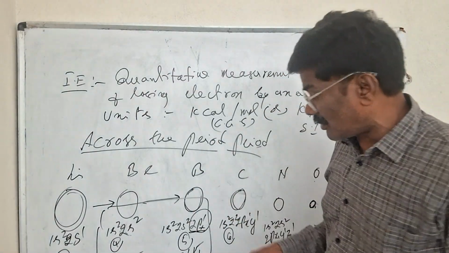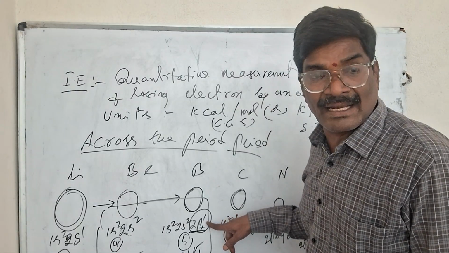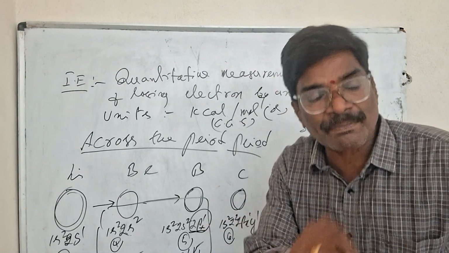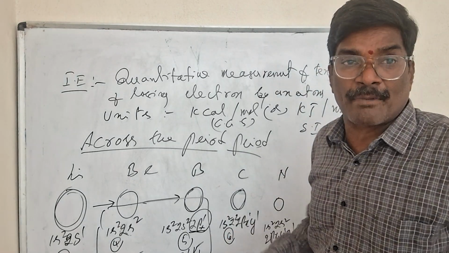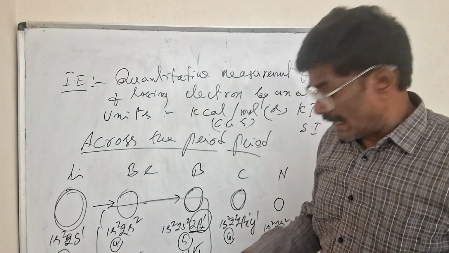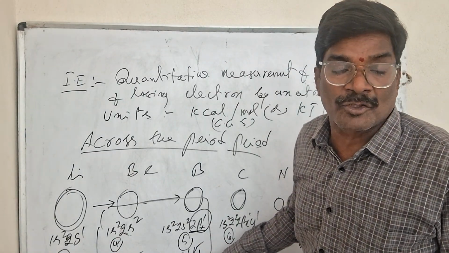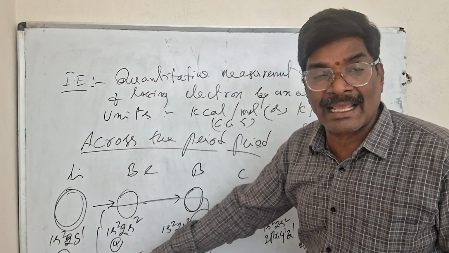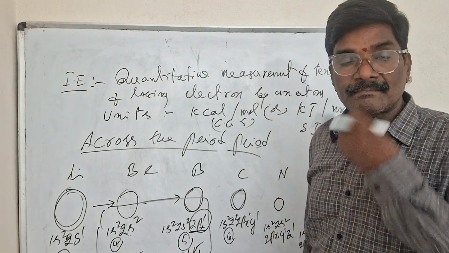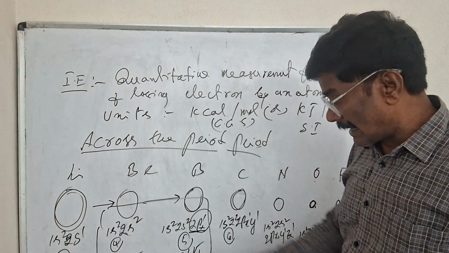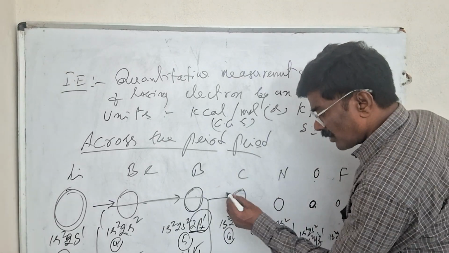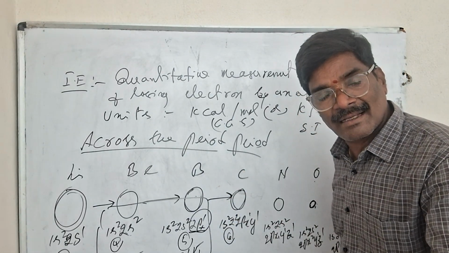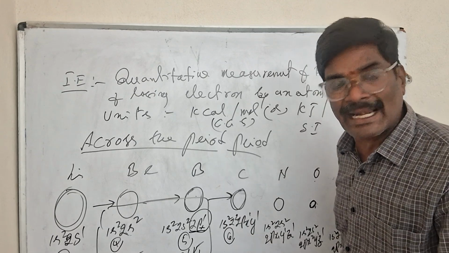What is that reason I told? Here, one is the unpaired electron, and another is less penetration. Because of these two factors, it became 801 kilojoules instead of nearly 900. About 100 kilojoules reduced. When you come from boron to carbon, again the general trend, an increasing trend only.